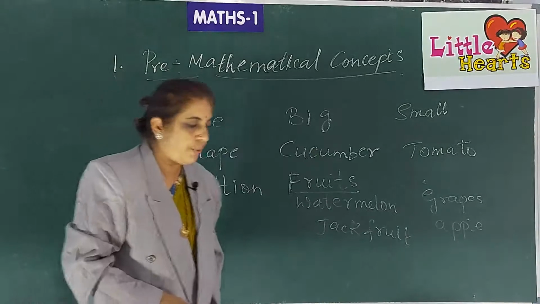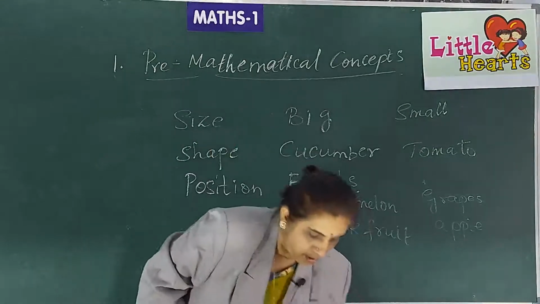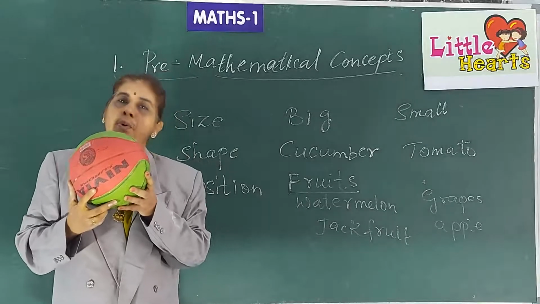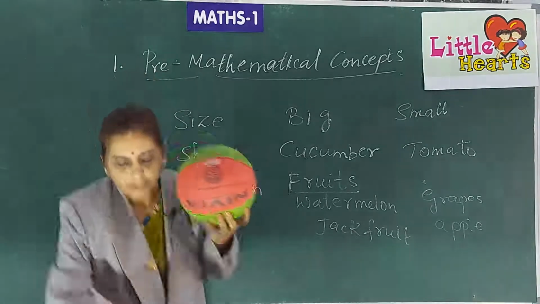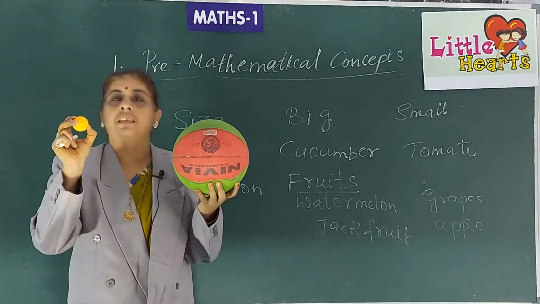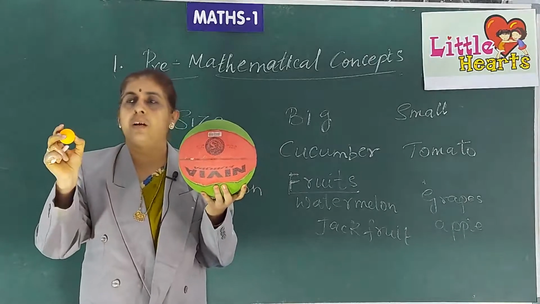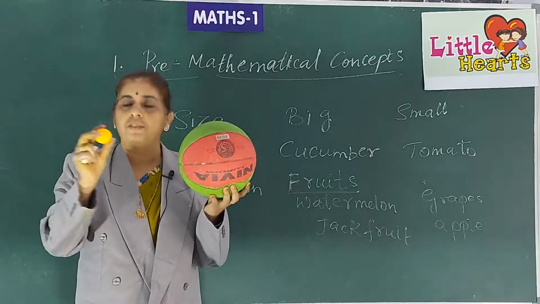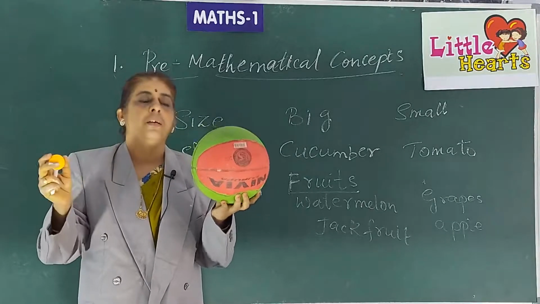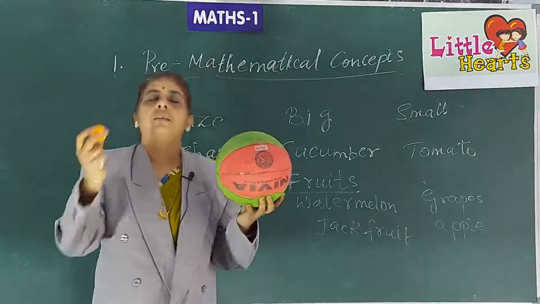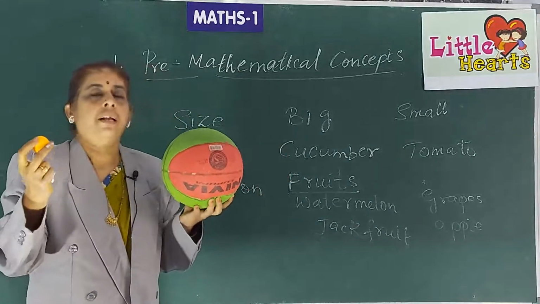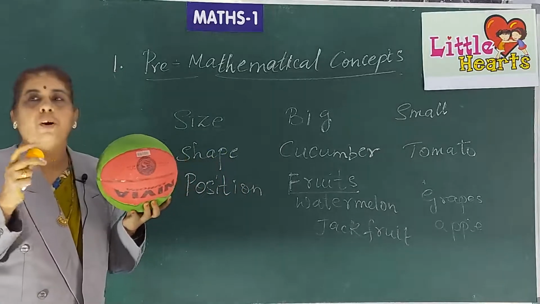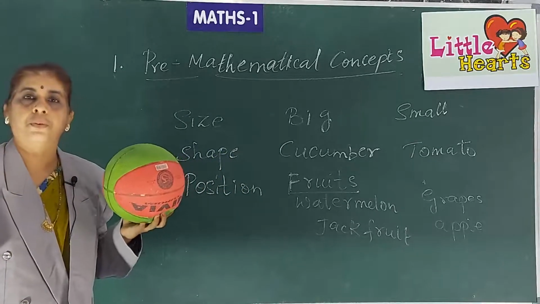I will show you now two things. What is this? This is a ball. And what is this? This is also a ball. They both are balls but are they of the same size? No. This ball is big. This ball is small. In this way, you need to identify the sizes of the objects around you.